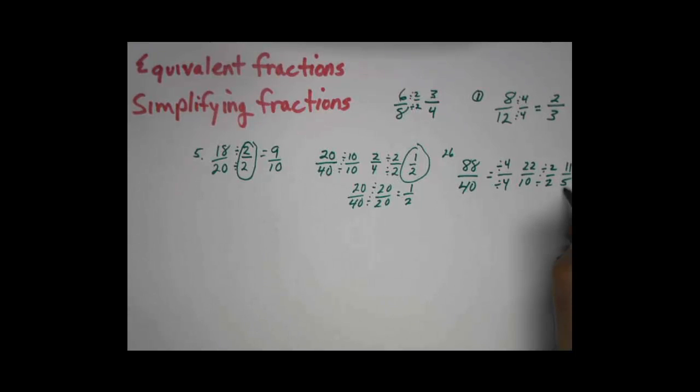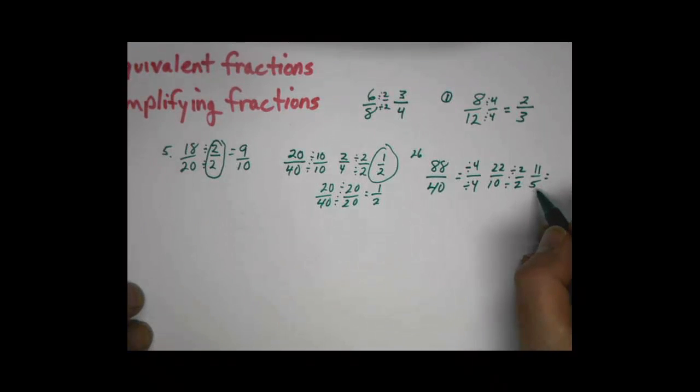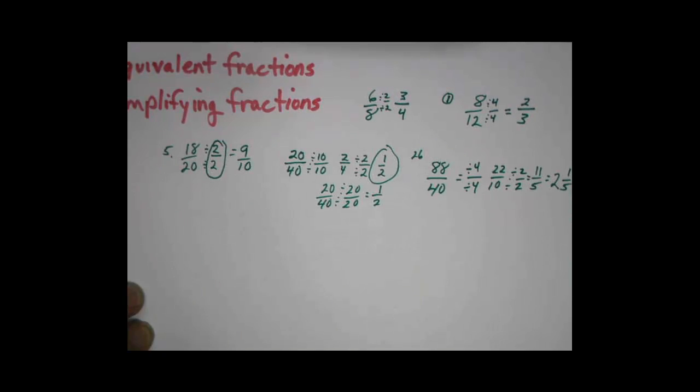And since we've just learned how to simplify improper fractions, we can take this down the rest of the way. How many 5's in 11? 2. And then that uses up 10, and then we have 1/5 left over. So we can reduce this all the way down.